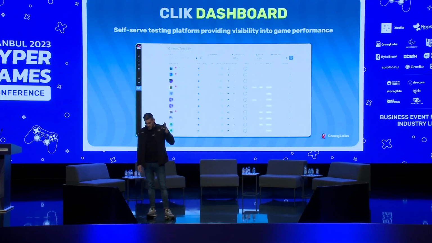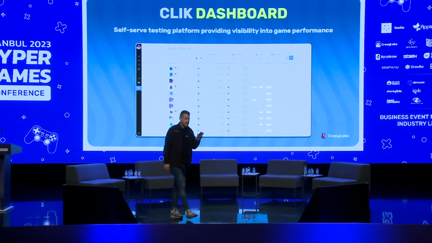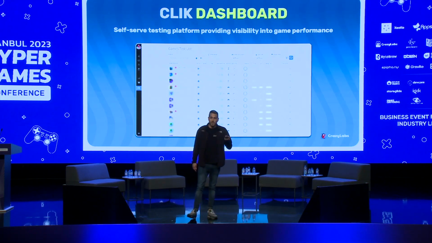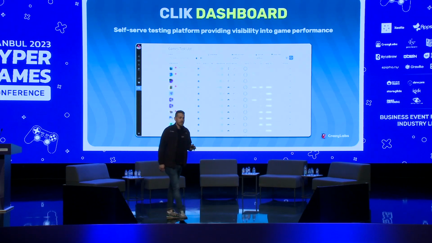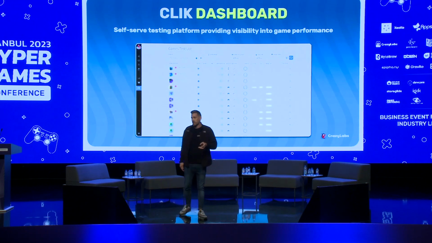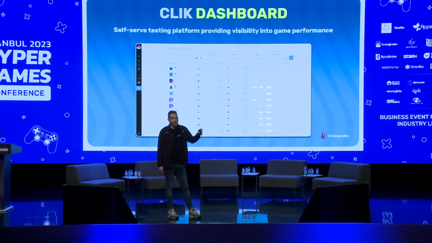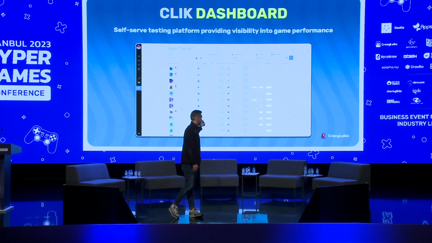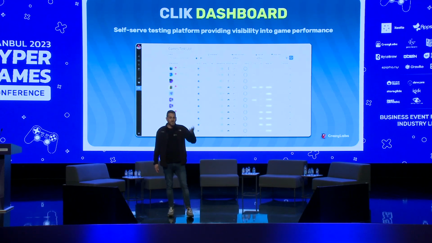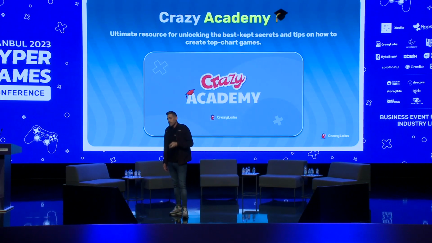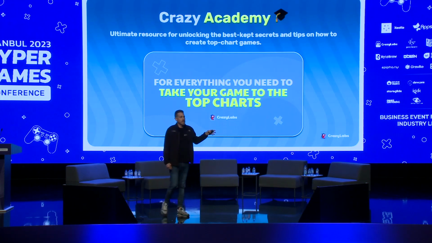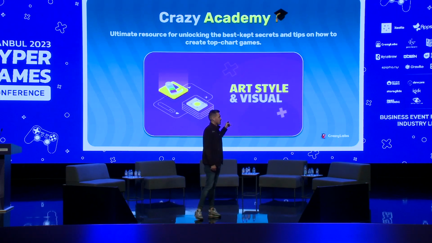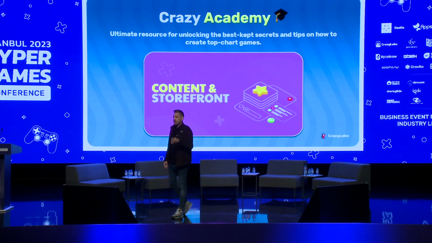So I spoke about a lot of different tips and data, which not all of you have access to as a studio. For studios working with CrazyLabs, they're using the Click dashboard. The Click dashboard, first of all, is a testing platform that allows you to get transparent live data from all the tests, which is amazing. But besides being a testing platform, it's actually a great place for our studios to get knowledge. Some of the data that I spoke about, some of the information that you saw, you will have in the Crazy Academy.